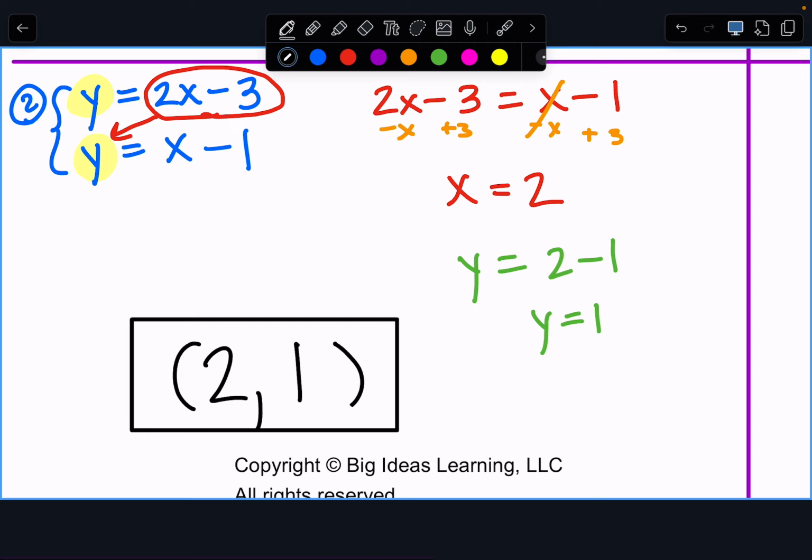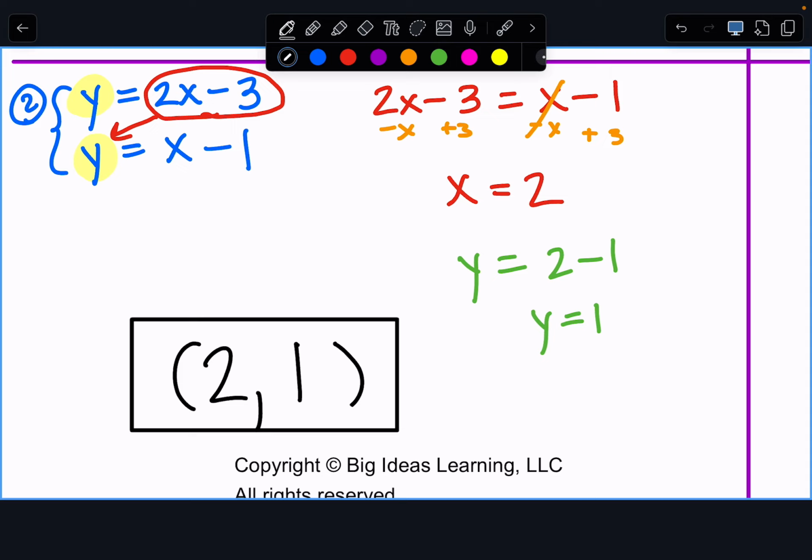And if this is the intersection point of these two lines up here, then when I plug in 2 comma 1, it should satisfy both. Does y equals 1 equal 2 times 2 minus 3? Does y equals 1 equal 2 minus 1? I love it when we get the right answer.